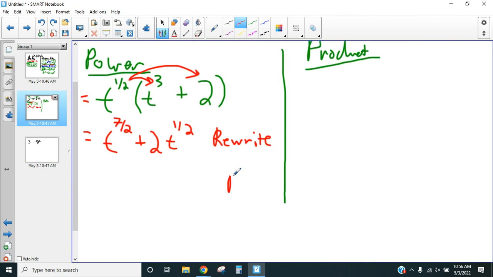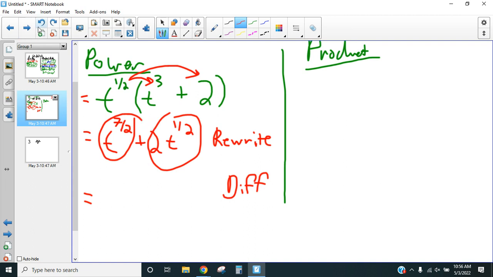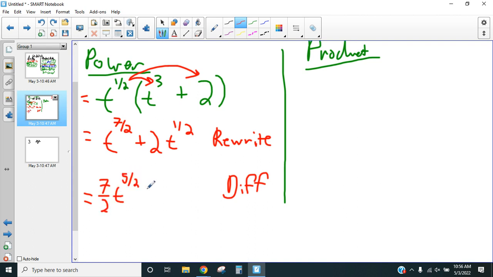So now let's differentiate, using the power rule. We can use the power rule because we have two things that are being added together, right? They're no longer being multiplied. So let's do this. Multiply by the power. Subtract 1 from the power. Same thing over here. Multiply by the power. So 1/2 times 2 is 1. Don't have to write anything. Yep.